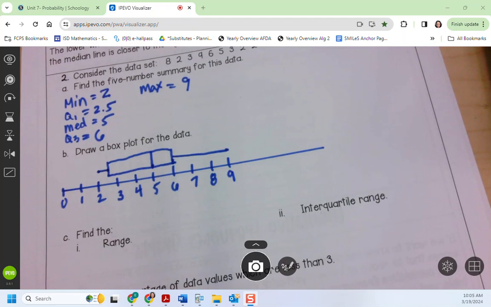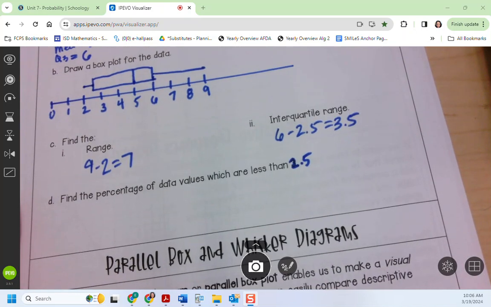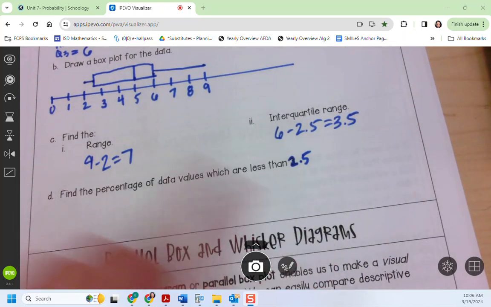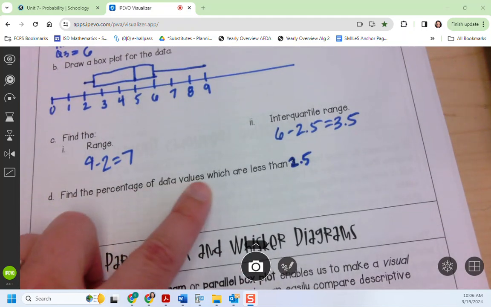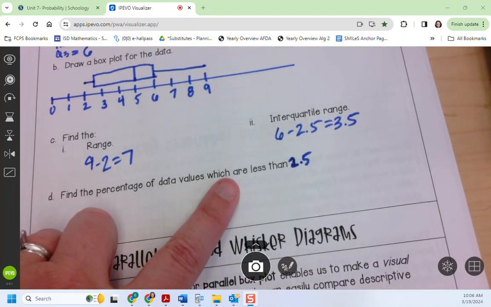So now you are going to find these values: range, interquartile range, and then we're going to find the percent of data values which are less than 3. How are we going to do that? We'll figure that out in a sec. Do we get the same values for range and interquartile range? Okay. And then it is possible to find the percentage of data values less than 3, but that's not something we've learned today, so we're going to do this problem instead.